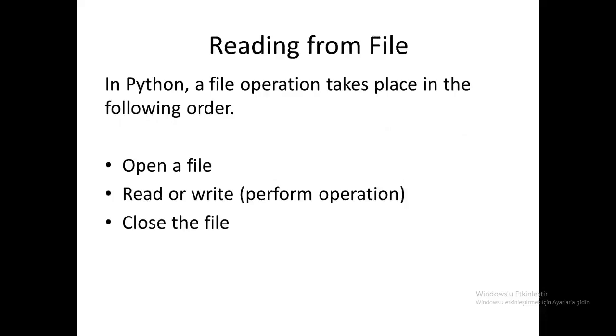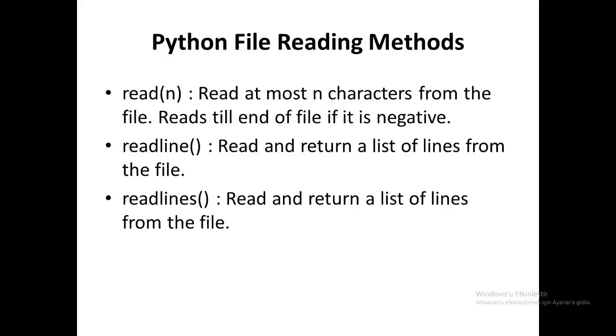Reading from file. In Python, a file operation takes place in the following order. When we want to read from a file, we need to open it first. When we are done, it needs to be closed, so that resources that are tied with the file are freed. So basically, the first step is to open a file. Second is read or write. Today I will show you how to read. And the last and very important step is closing the file.